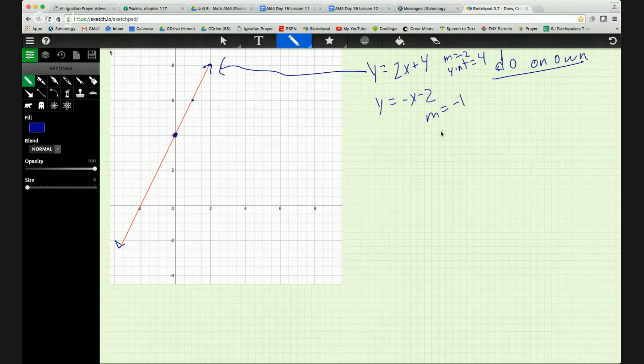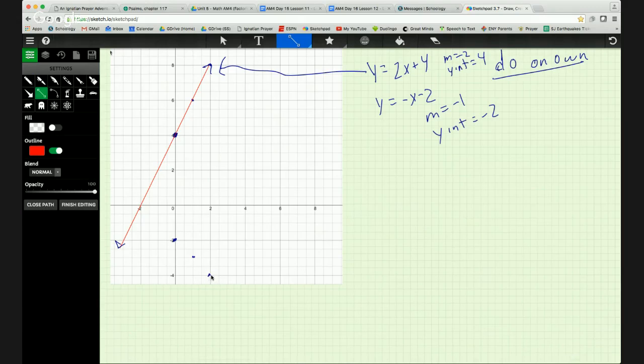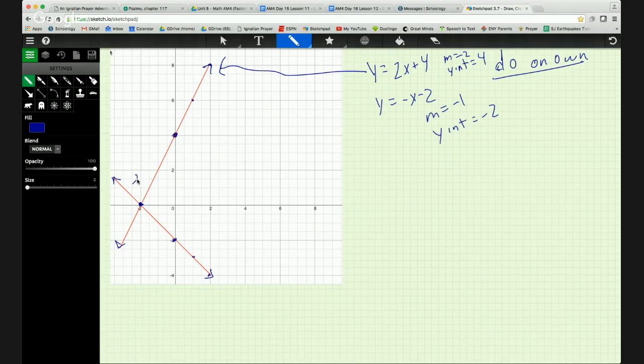Now we're going to make our other line. Our m equals -1, and our y-intercept equals -2. So let's go to -2, where our y-intercept is. We're going to go down 1 over 1, down 1 over 1, and then make our line, extending it as far as we can through both points. And lo and behold, it looks like our intersection point is (-2, 0), which is the same thing as x equals -2 and y equals 0. So that's our graphical solution.